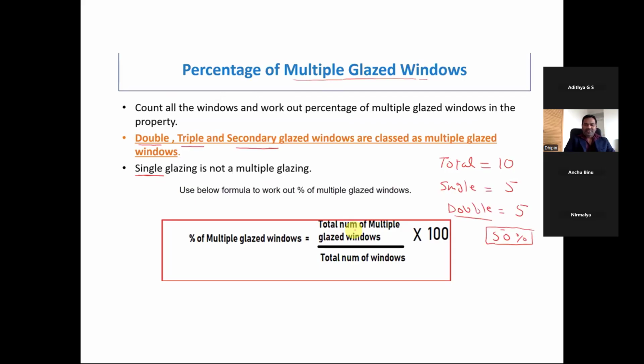Again, the percentage of multiple glazed windows is something the assessor would know. If you look at it, you might think it's a door, but it's a window. But the energy assessor would know whether it's a window or a door, and whether it is properly glazed, double glazed or triple glazed, and they would rate it accordingly with the calculations that they have.